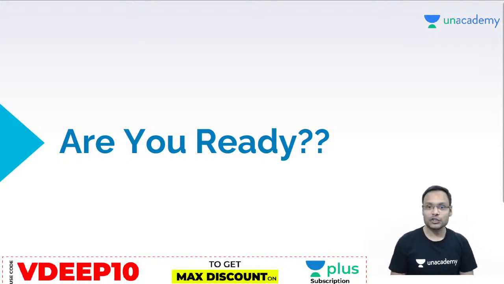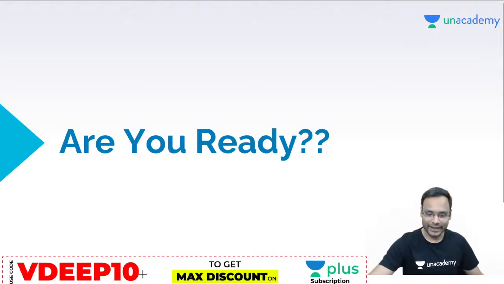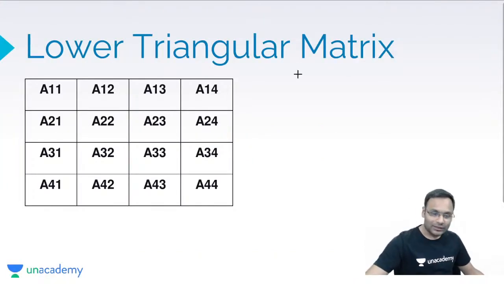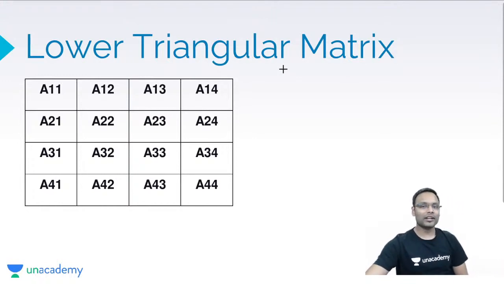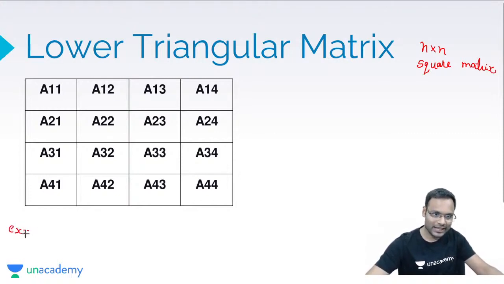Yes, always ready. Okay, so if you guys are ready, let's start the session now. Let's talk about the lower triangular matrix. To have a lower triangular matrix, we should first have an original n cross n square matrix. Here I have taken an example of a 4 cross 4 original matrix.